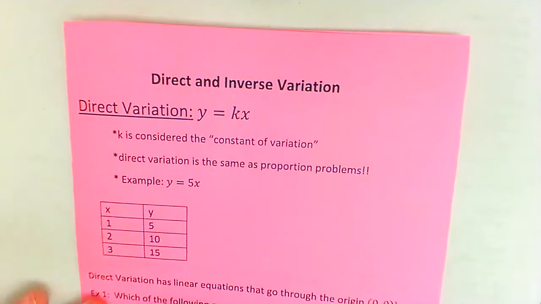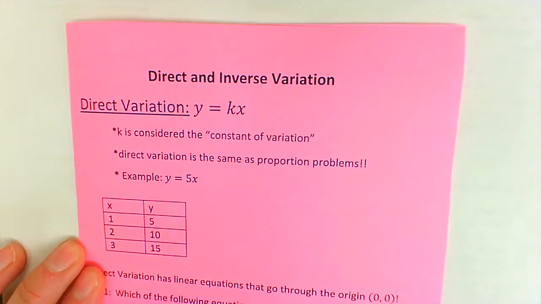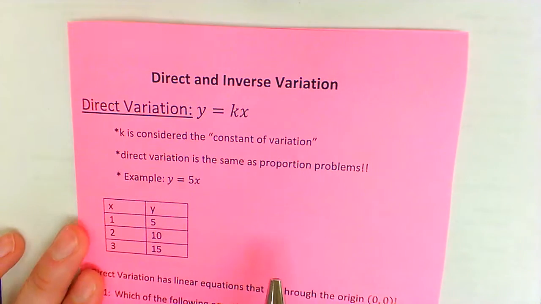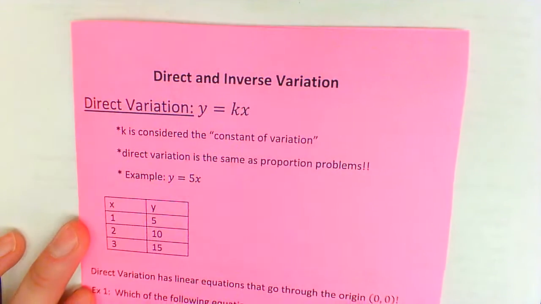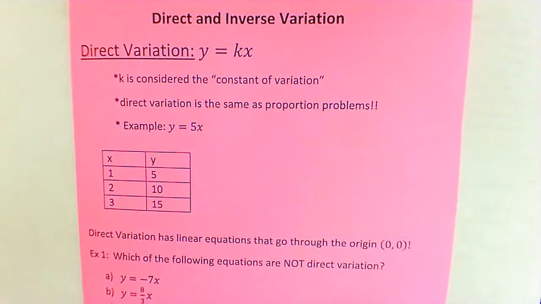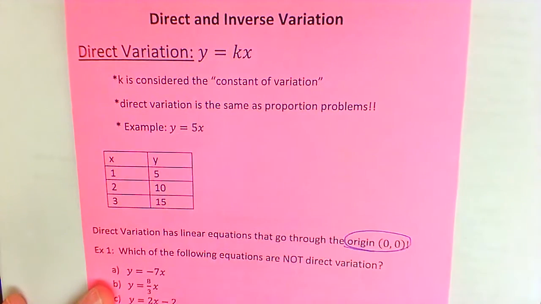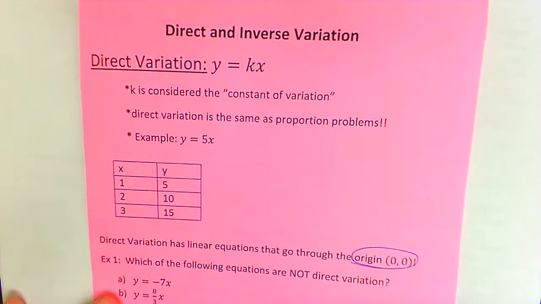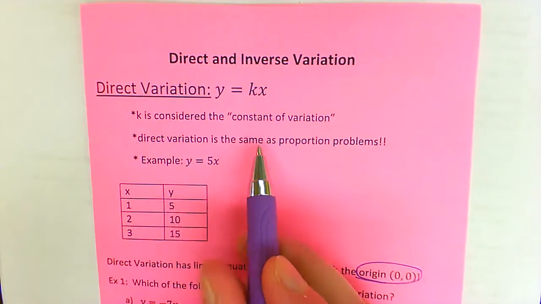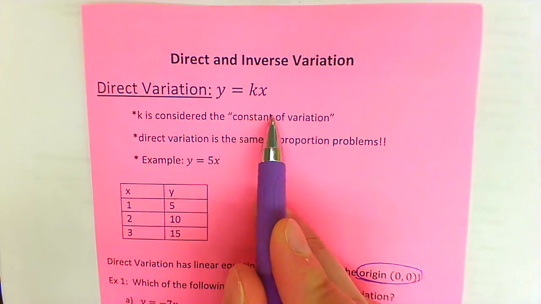Today's lesson is about direct variation. A direct variation is a linear equation that goes through (0, 0), the origin, on your x and y axis, which really just means that there is no y-intercept. Okay, up here, the equation is y = kx.